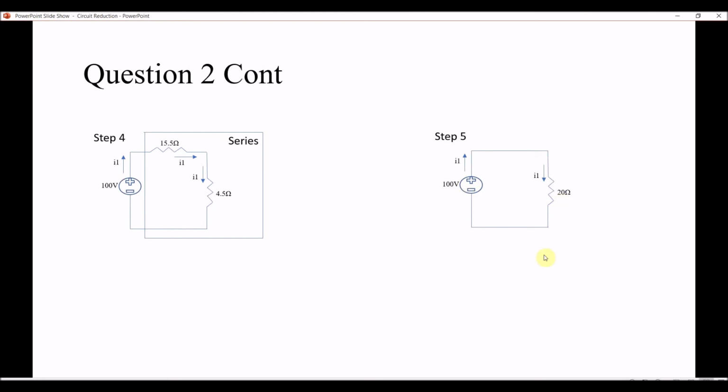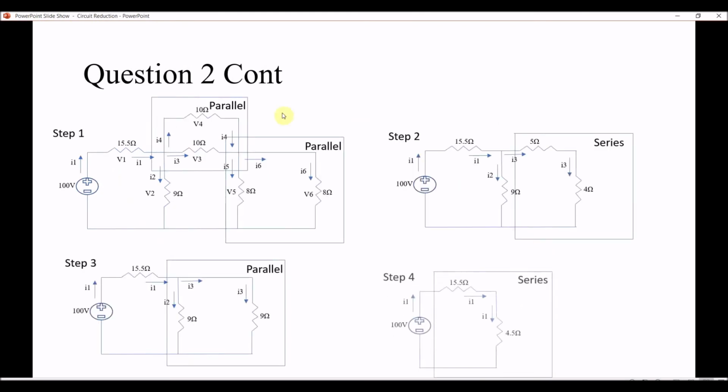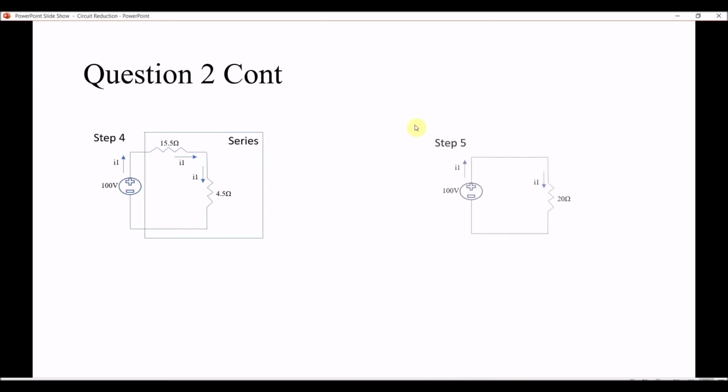And this is our final circuit. So we simplified this complicated looking circuit into just this. It's the same thing. The circuit is the exact same one. And this one is much easier to solve. And we can solve for I1.